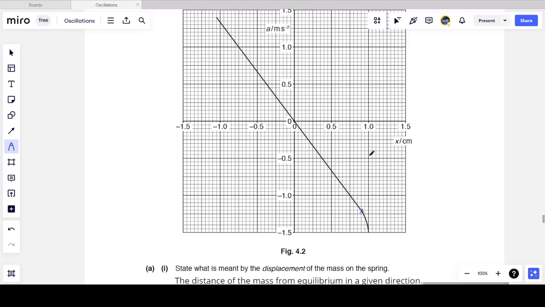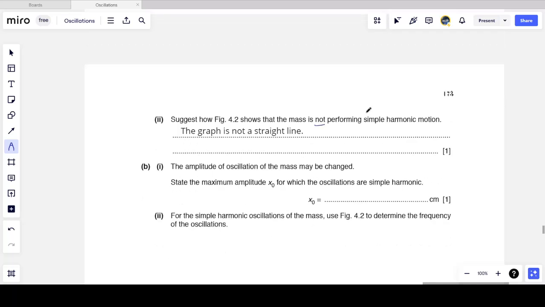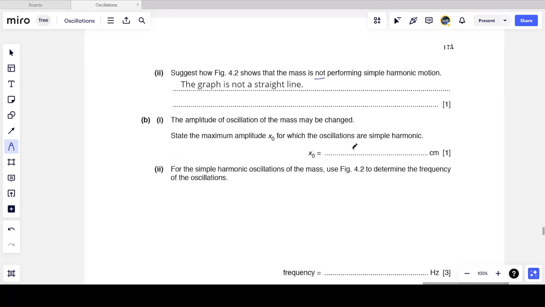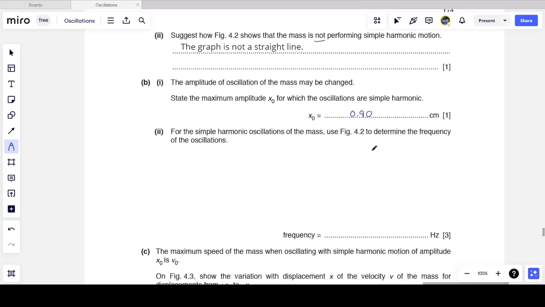And what I find from this point is, this point in which the graph is more or less a straight line is 0.9 centimeters. Or they'll also allow 0.85 centimeters. And so the maximum amplitude to keep the oscillation simple harmonic is 0.9 centimeters.